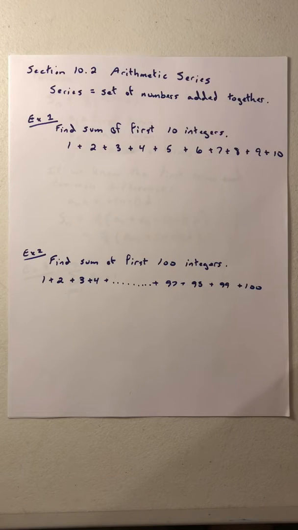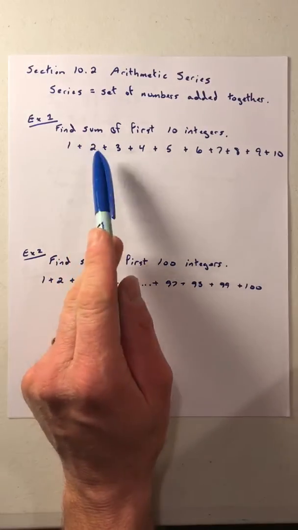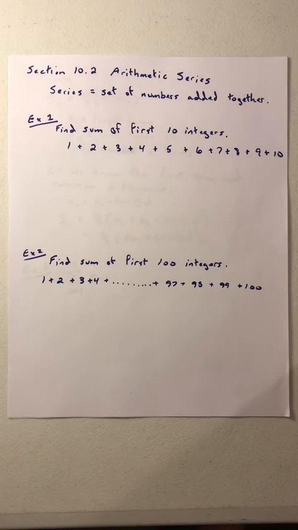So in example 1, I just want to start by finding the sum of a set of numbers. If I give you the first 10 integers, or 1, 2, 3, 4, 5, 6, 7, 8, 9, 10, and ask you for the sum of them, most of you would pull your calculator out, or your fingers, and start counting them up. 1 plus 2 plus 3, and so on and so forth. But what we want to actually do is come up with some kind of formula in some kind of manner that we can do this addition.